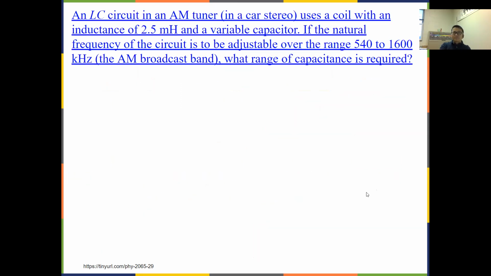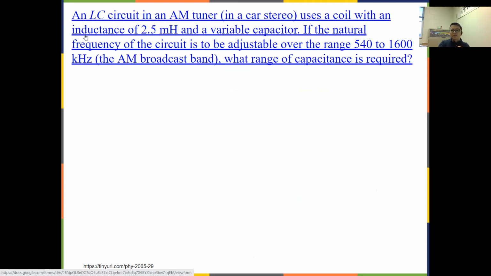All right. So let's take a look at the LC circuit. The application of the LC circuit is in the radio tuner. So you have L and C, and then of course there will be a resistor in place as well. But let's look at the LC circuit in the AM tuner in the car stereo.